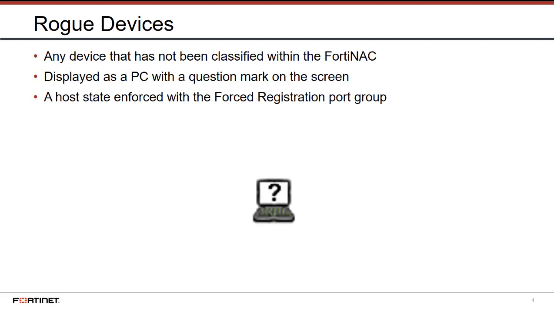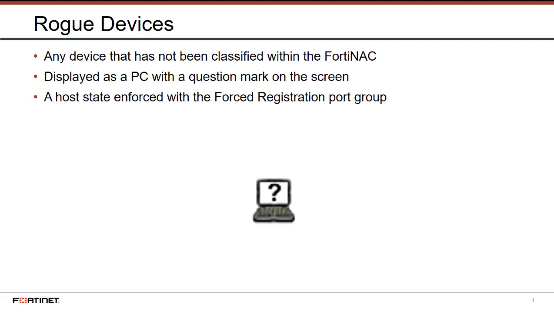Host state enforcement of rogues is done through port membership in the forced registration port group. So when we talk later on about turning on enforcement, that's the group that's tied to this host state, the forced registration port group.